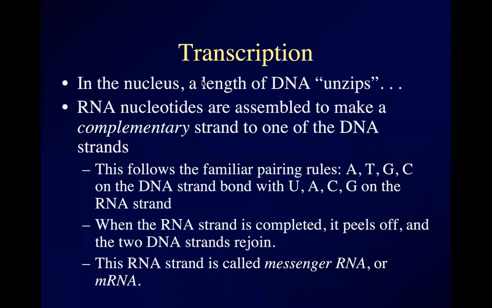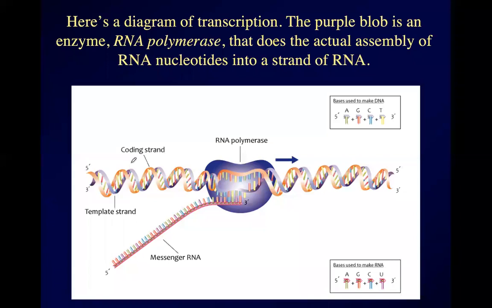When that RNA strand is completed, it peels off and leaves the nucleus and goes out to where it's needed. And that RNA strand is specifically called messenger RNA. So if you found a recipe in a library book and you made a photocopy of it, the copy that you carried out in your pocket would be messenger RNA. So there's a diagram of what it looks like.